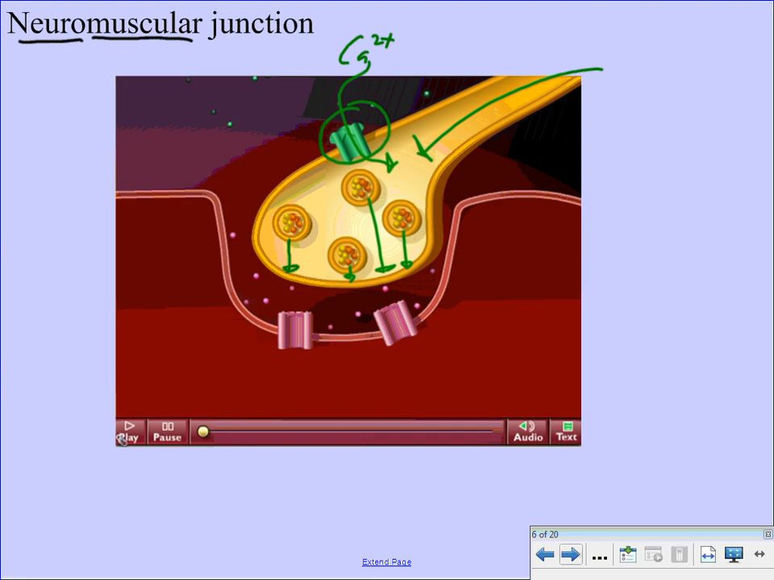What we're going to see is that after we do get a response in the muscle at the neuromuscular junction, after that, something else is going to happen with the neurotransmitter, and we'll pay particular attention to that and also to the name of the neurotransmitter in this case, which is a name that you do need to know.